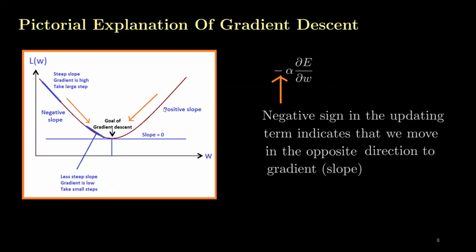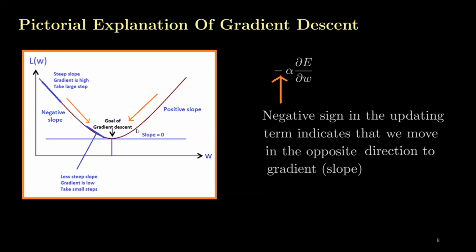Now this is another explanation of gradient descent. If you see here, we have a negative sign associated with this updating term, which has a gradient multiplied with the learning rate. So why do we have a negative sign? The negative sign indicates that we are moving in the opposite direction of the gradient.